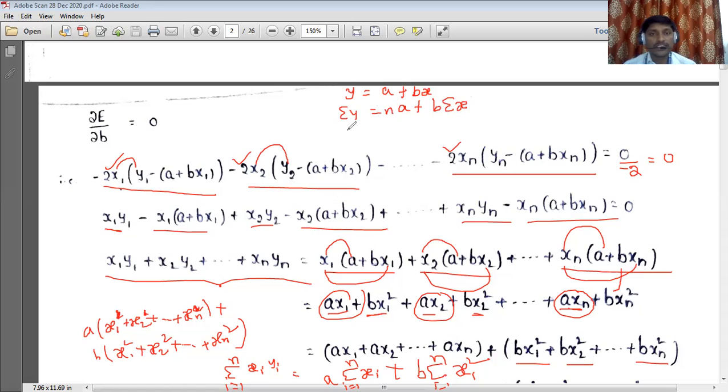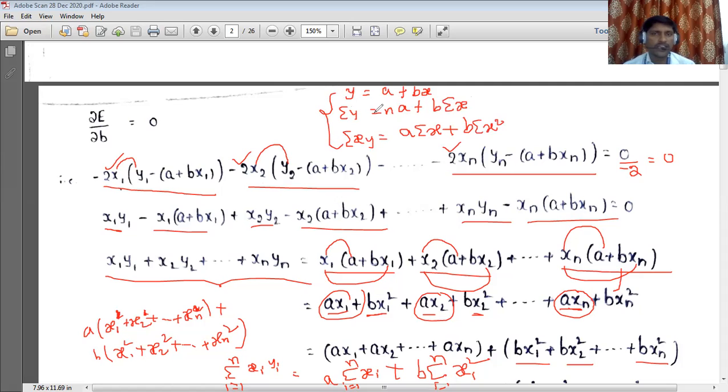Okay, next, for each and every term we are multiplying with x. Summation xy is equal to a summation x plus b summation x square. Why? Because x into x is nothing but x square. So these are the two normal equations to fit a straight line. Like this you can remember.